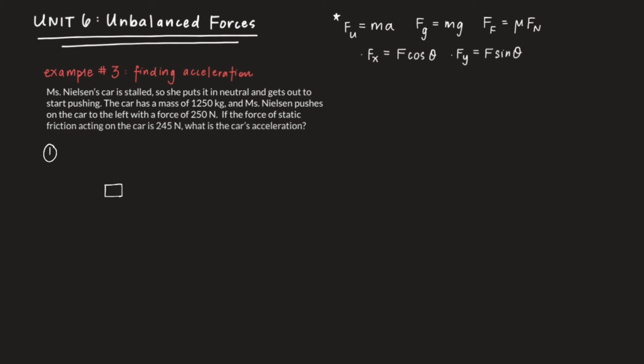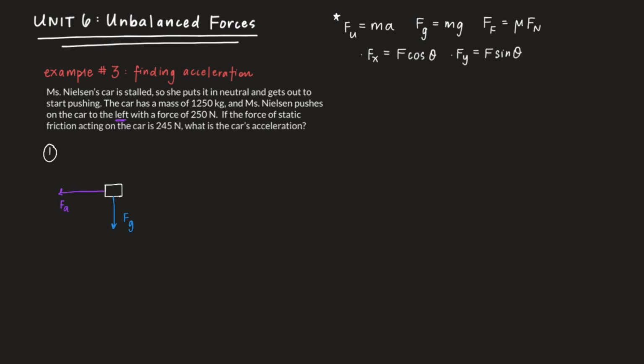That box represents my car. The car is on Earth. So again, we have the force of gravity pulling down. We're going to wait on the normal force. We'll fill out our other ones first. It says that I am pushing on the car to the left with a force of 250 newtons, so that's going to be an applied force to the left there.